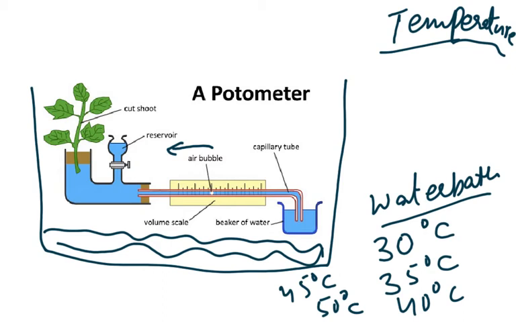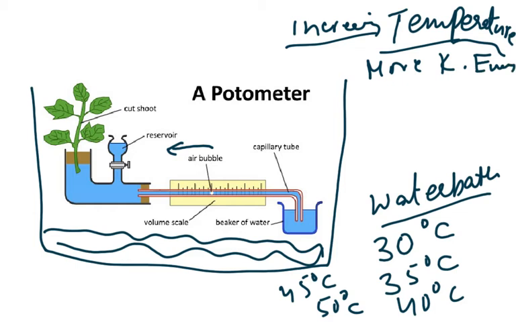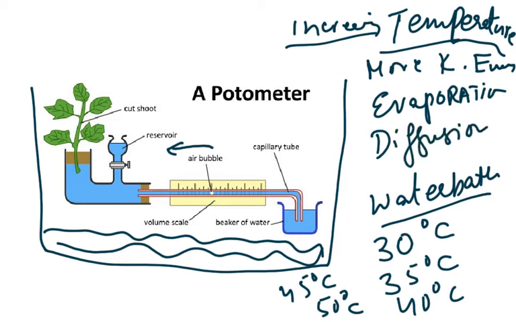So of course, increasing the temperature would increase the rate of transpiration. Why? Because increasing temperature provides more kinetic energy. So more kinetic energy means more rate of evaporation and more rate of diffusion. So two things will increase. Number one, the rate of evaporation will increase, and the rate of diffusion will increase. So as we say, increasing temperatures will increase the kinetic energy, so more evaporation and more diffusion. So it's going to result in more transpiration, so more water vapors diffusing out.